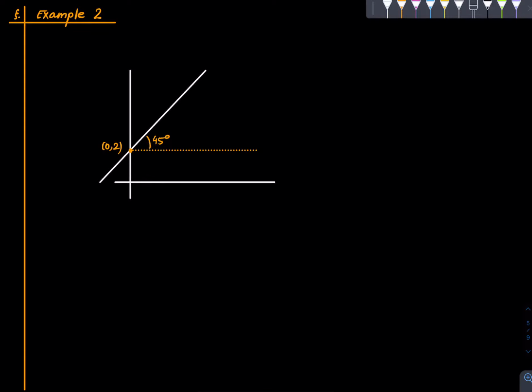Now let us look at this example where you have a 45 degree line passing through this point (0, 2). If I'm told the abscissa of some point, suppose I'm told that this is x, then this is also x, and hence this is also x, but this is 2.